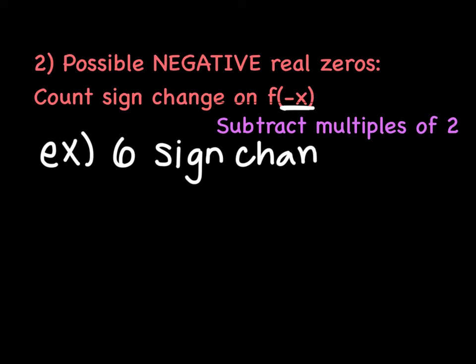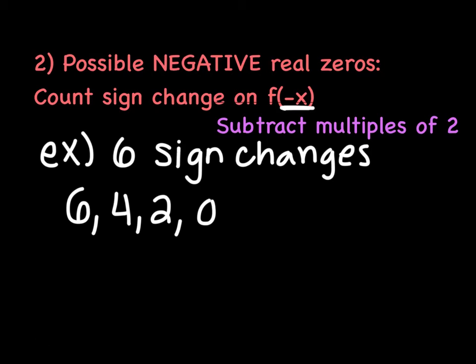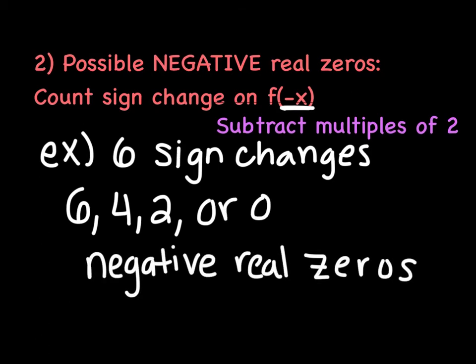So if we're subtracting by 2, that means we're going to start with 6. 6 minus 2 gives us 4. 4 minus 2 gives us 2. And then 2 minus 2 gives us 0. So all we're doing is just subtracting by 2. So 6, 4, 2, or 0 negative real zeros.